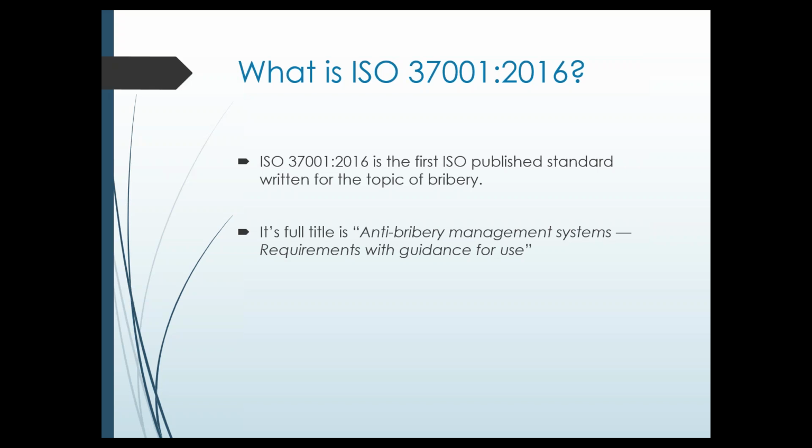So ISO 37001 is the first ISO published standard on bribery. And its full title is Anti-Bribery Management Systems, or ABMS, Requirements with Guidance for Use. And it does have, as we'll learn a little bit later in the presentation, a built-in guidance section for users. Now that guidance section is not mandatory, it is guidance, as the title would imply.